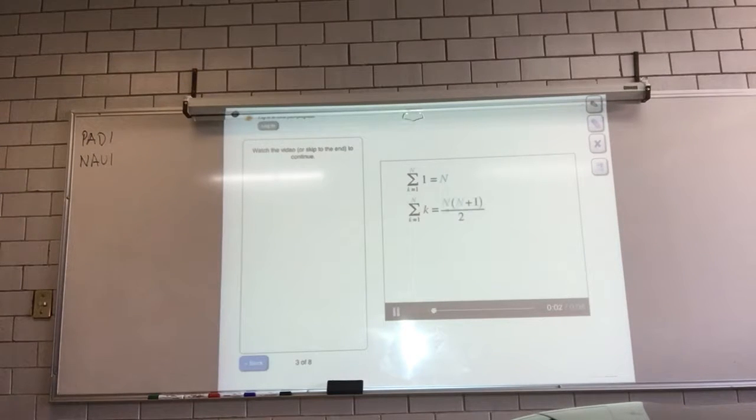Right. It's n times n plus 1 over 2. Which of the following is an equivalent way to write this polynomial?